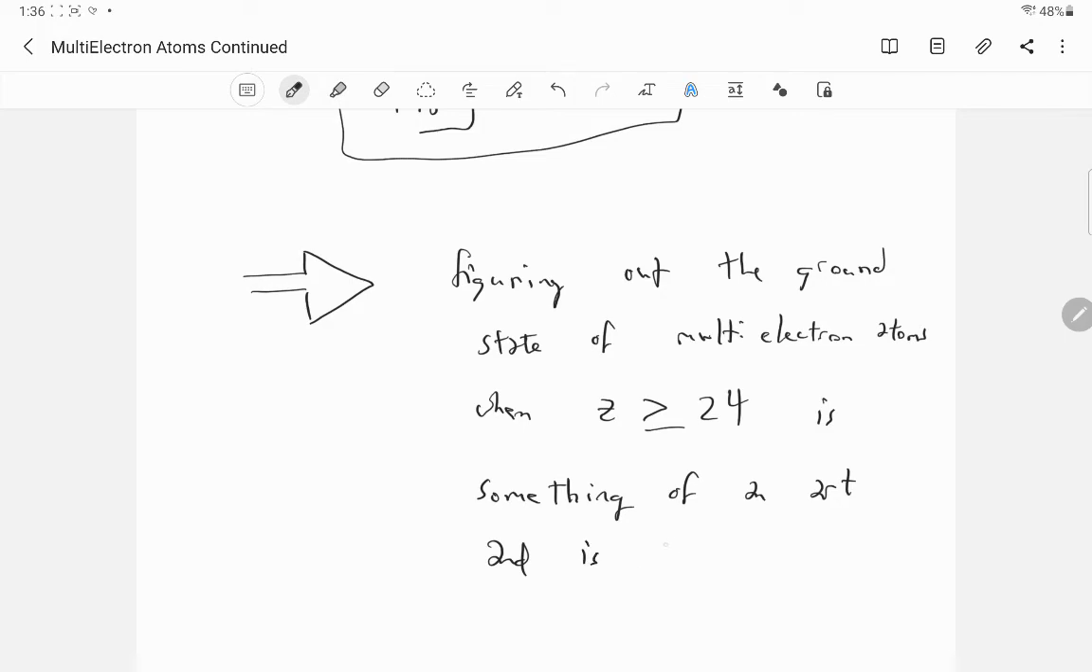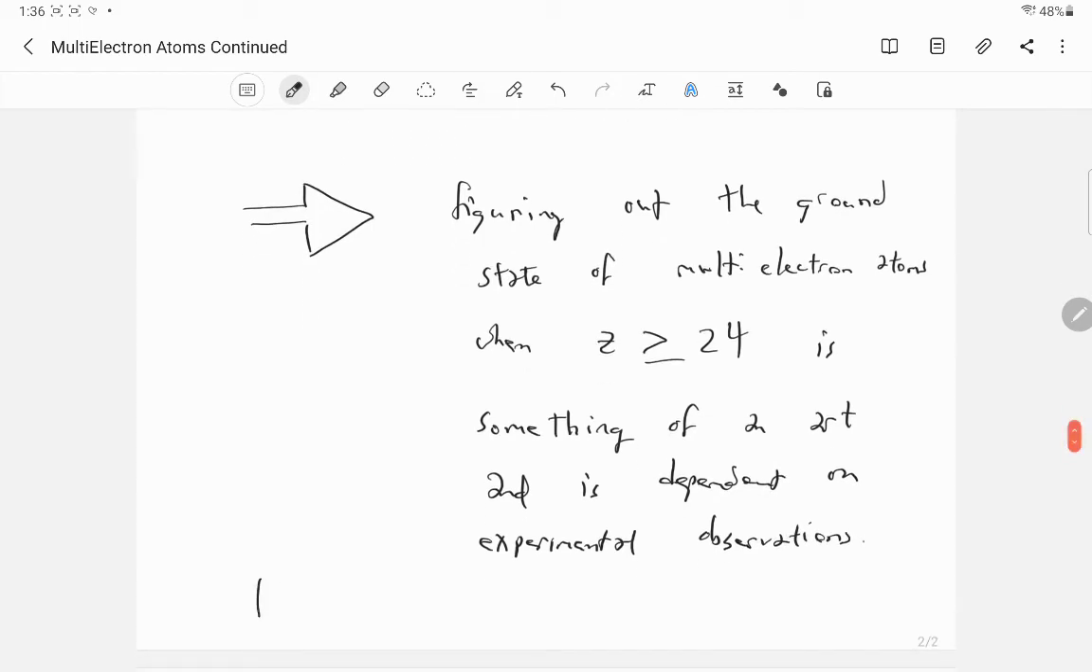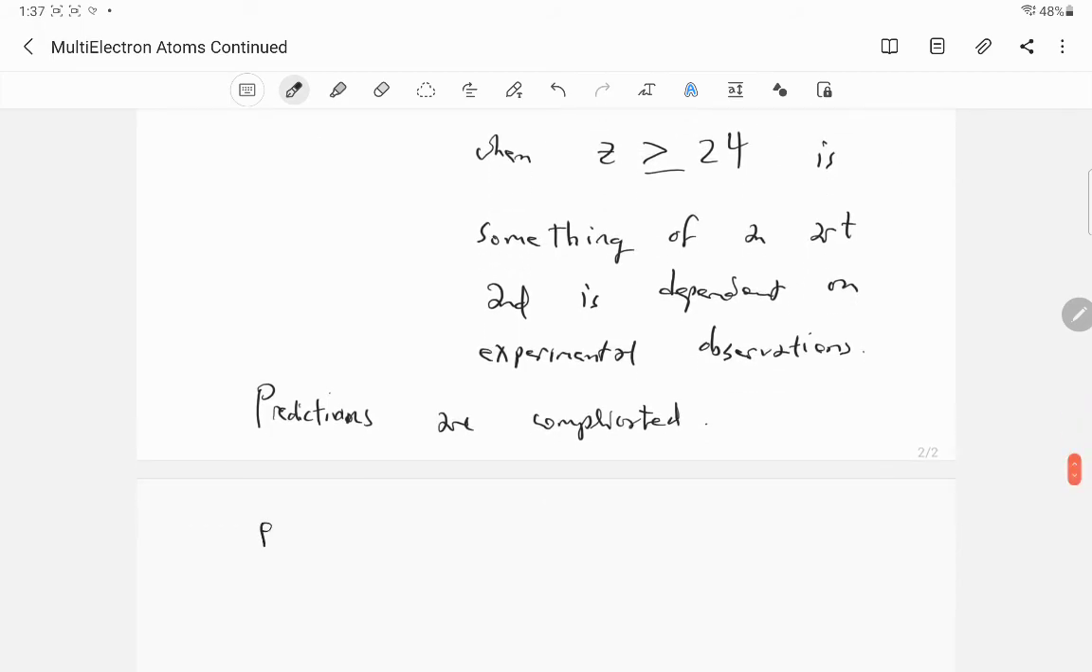And is dependent on experimental observations, right? Making predictions is complicated, right? Exceptions to rules.